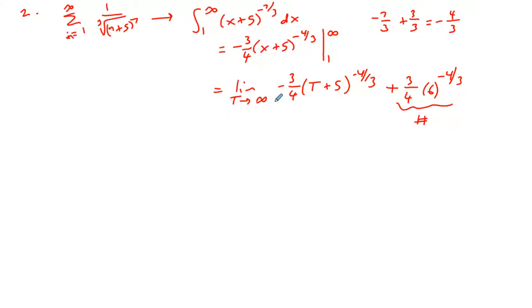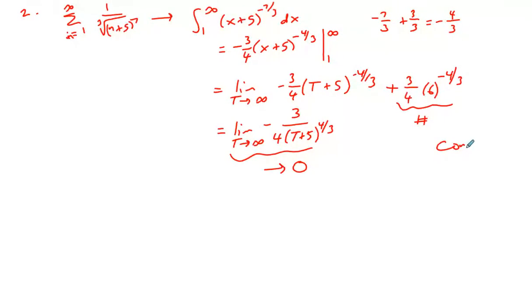When I come back here and take the limit as t approaches infinity, recognize this is to the negative power. So this first piece really is negative 3 over 4 times (t plus 5) to the 4/3, looking at the limit as t approaches infinity. And this piece, with a t getting larger in the denominator, is going to produce this thing heading to 0. And 0 plus some value converges. Again, it doesn't matter what it converges to, but if the integral converges, the sum converges.